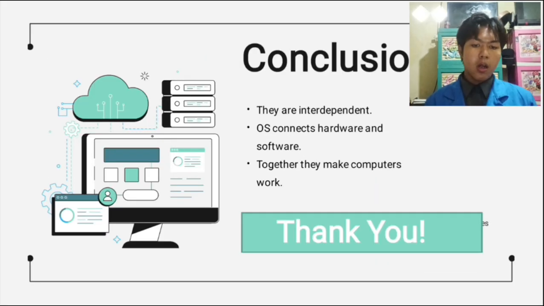In conclusion, hardware, software, and operating system are interdependent. They cannot function properly without one another. The hardware provides the physical components, the software provides instructions and functionality, and the operating system connects them so they can work as one. Together, they form the backbone of every modern computer. Without any one of these elements, the system will fail to operate.